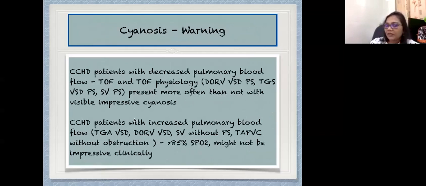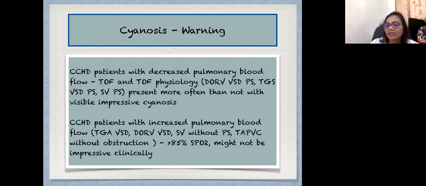Again, two important points while dealing with cyanosis and heart disease. Cyanotic congenital heart diseases with decreased pulmonary blood flow, that is tetralogy of Fallot and tetralogy physiology, which is DORV VSD-PS, TGA VSD-PS, or single ventricle PS, these patients with pulmonary stenosis present more often than not with visible, impressive cyanosis. On the other hand, cyanotic congenital heart disease patients with increased pulmonary blood flow, like TGA VSD without PS, DORV VSD no PS, single ventricle without PS, or even TAPVC without obstruction, sometimes have a saturation between 85 and 95, and it might not be very impressive clinically.